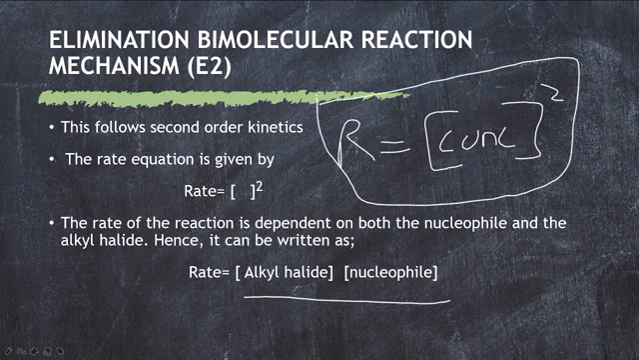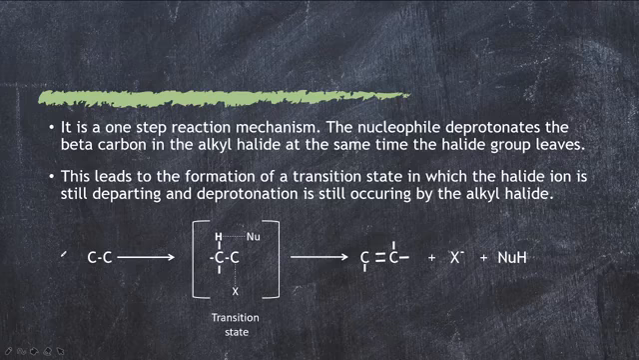This is just one concentration, but if we say this multiplied by this, let me put a dot there, it's still going to give us this answer. What I'm saying here is that the rate depends on both the nucleophile and the alkyl halide. Unlike E1, where the rate only depended on the alkyl halide, here the nucleophile plays a part. It's very similar to SN2, like I said earlier. It is a one-step reaction mechanism.